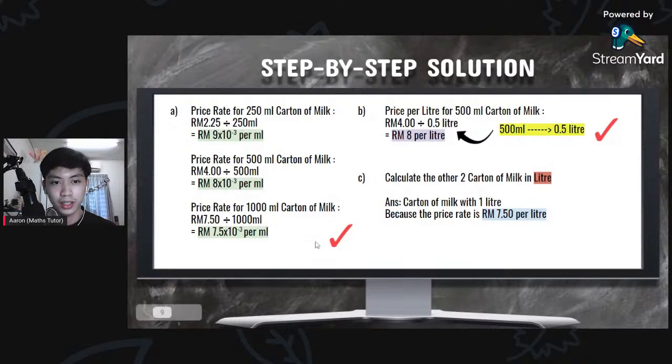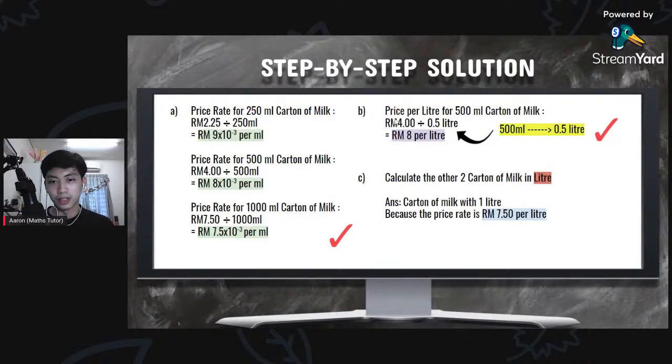We check here, this one is in ml. If you want to observe better or visualize it more clearly, you can convert this and this into liter. You convert this one, 250 ml, into liter, you get 0.25 liter. Then you can get that each liter you need to pay RM9. For this one each liter you need to pay RM8. For the last one, each liter you need to pay RM7.5.